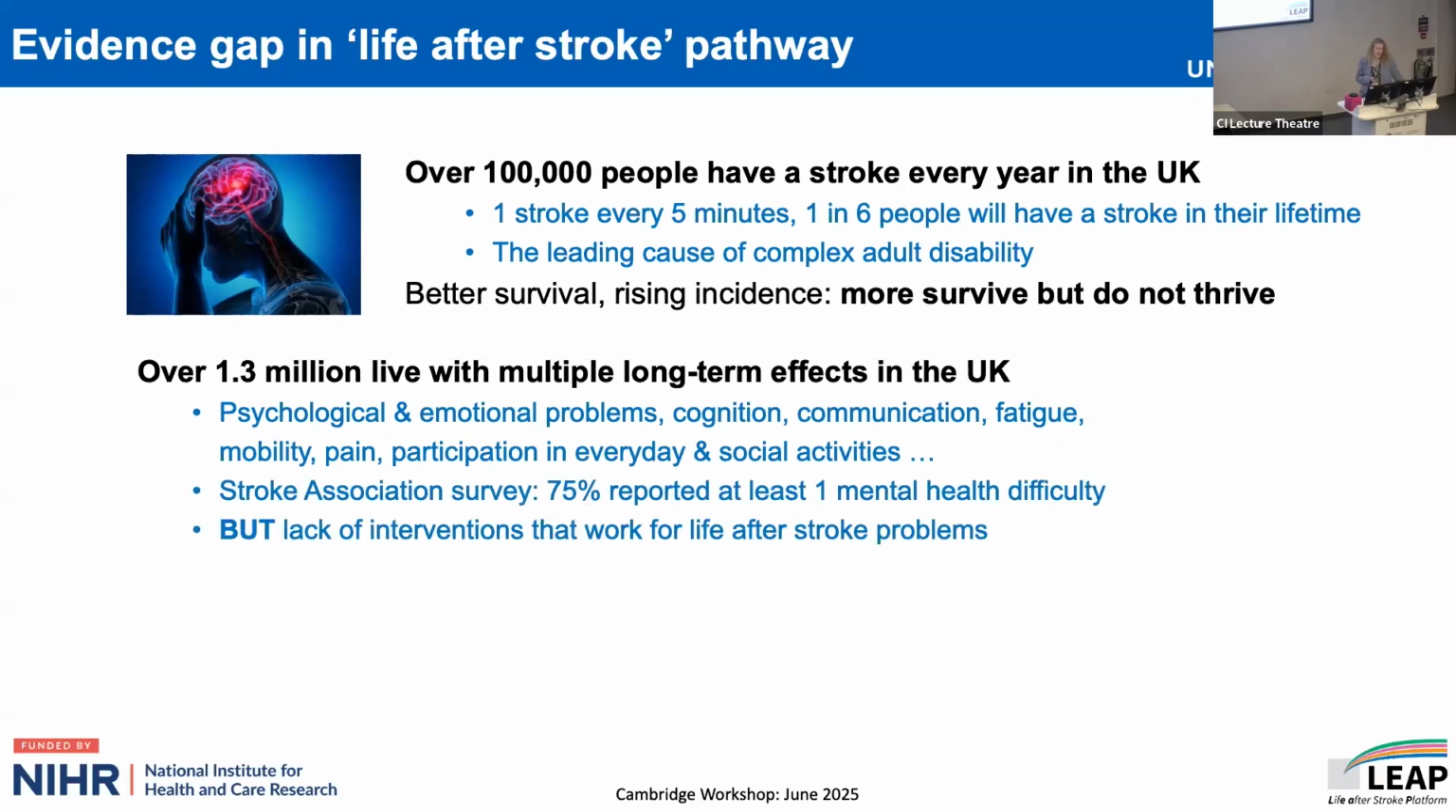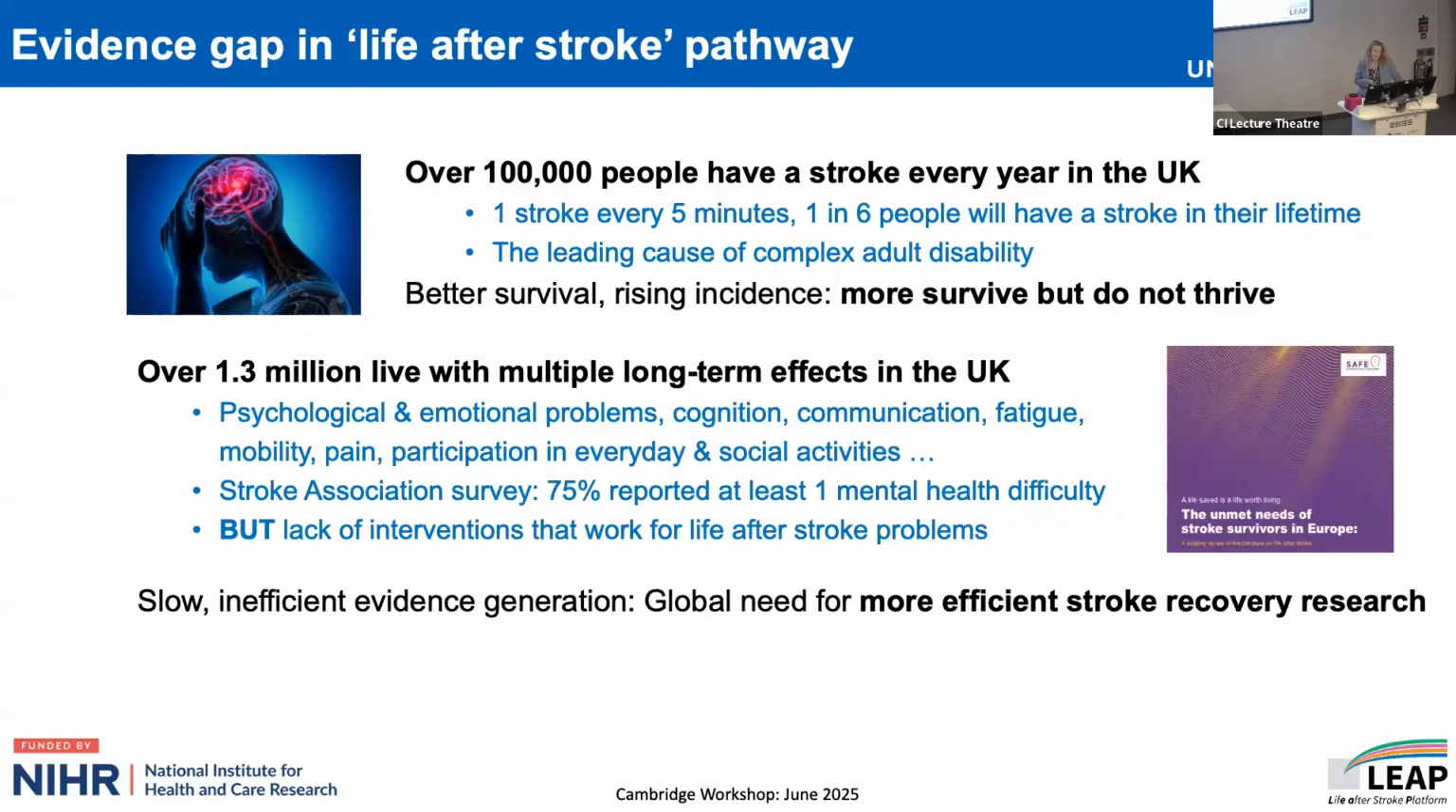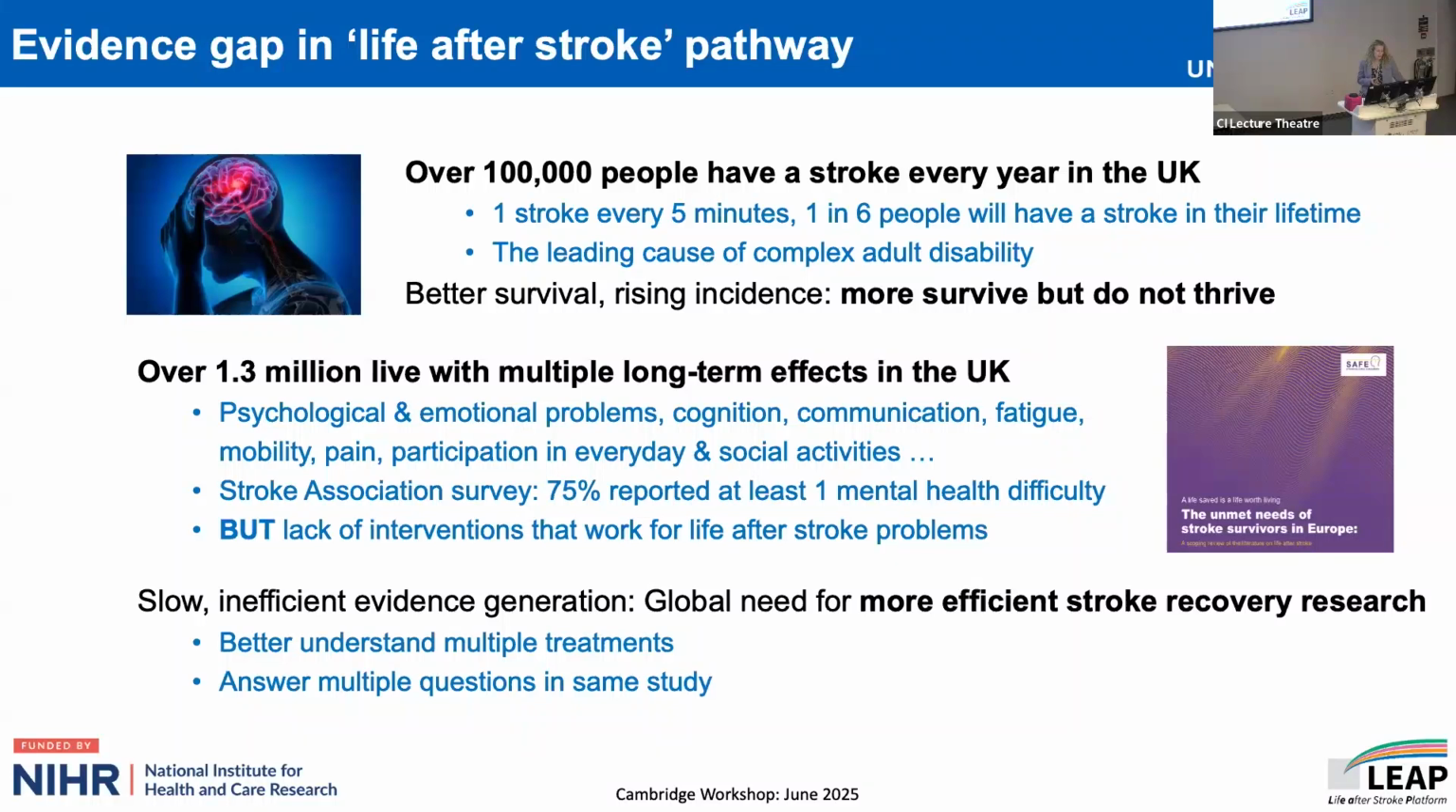And despite several previous pragmatic trials, we really lack effective interventions to address these long-term conditions. Those previous trials have tested single interventions in 2-arm trials with fixed designs, and the evidence generation has been slow and inefficient. So clearly this is an area where there's a need for more efficient research to better understand multiple treatments and to answer multiple questions in the same study.